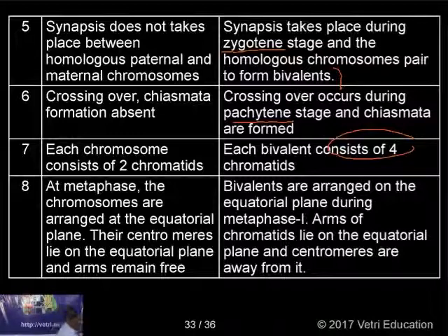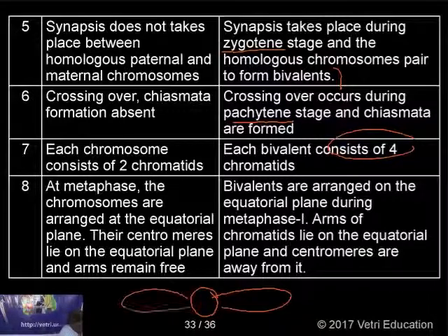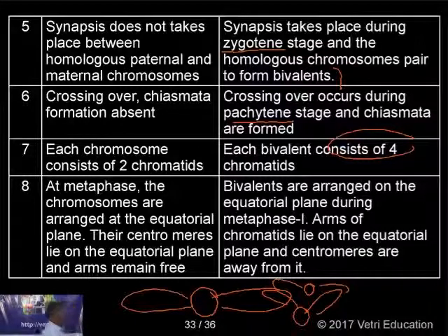Here you can find this chromosome, here the centromere, the chromosomes like this. So the centromere is exactly on the equatorial plane. But in meiosis the bivalents are arranged on the equatorial plane during the metaphase, but the arms of the chromosome lie on the equatorial plane and the centromeres are away from it. Centromeres are away, but the chromatids are on the equatorial plate. That is the difference between mitosis and meiosis.